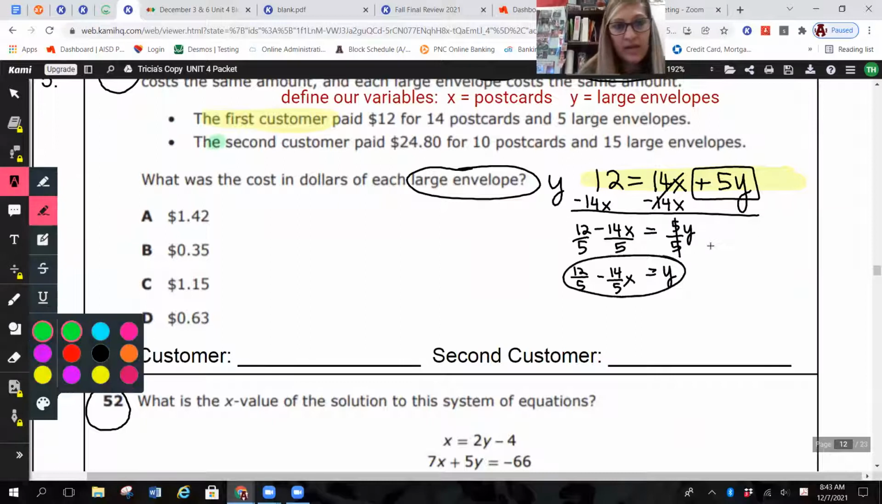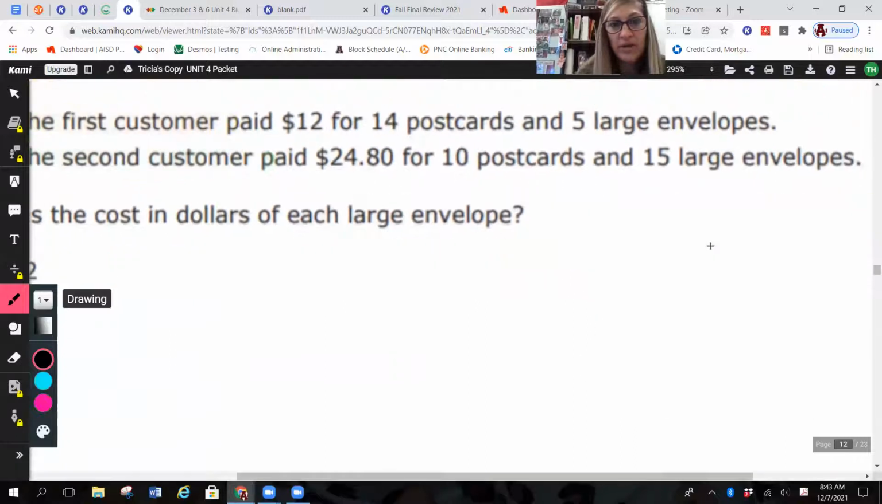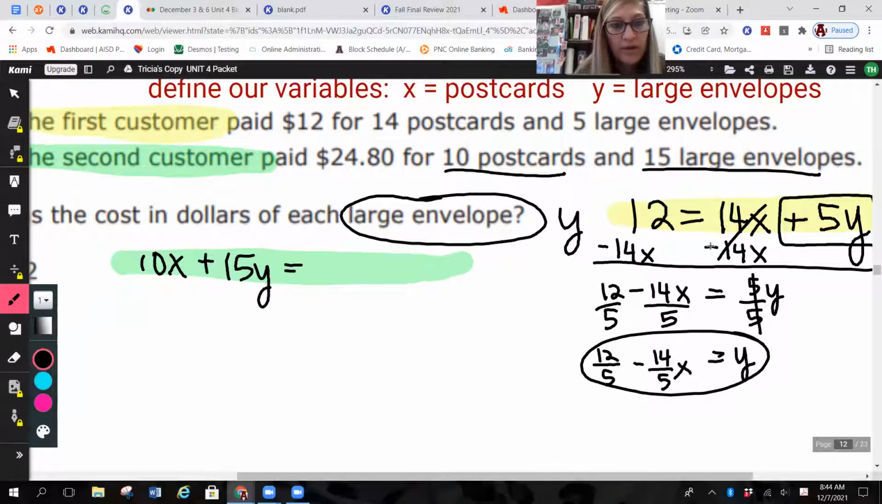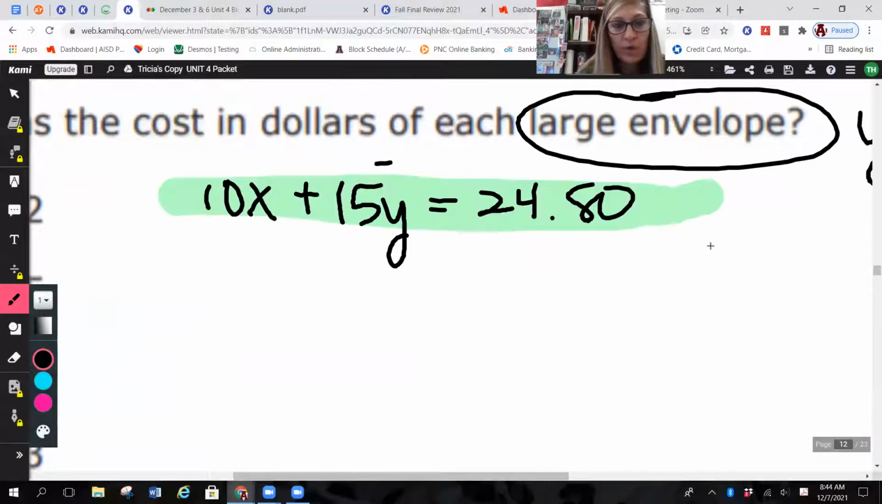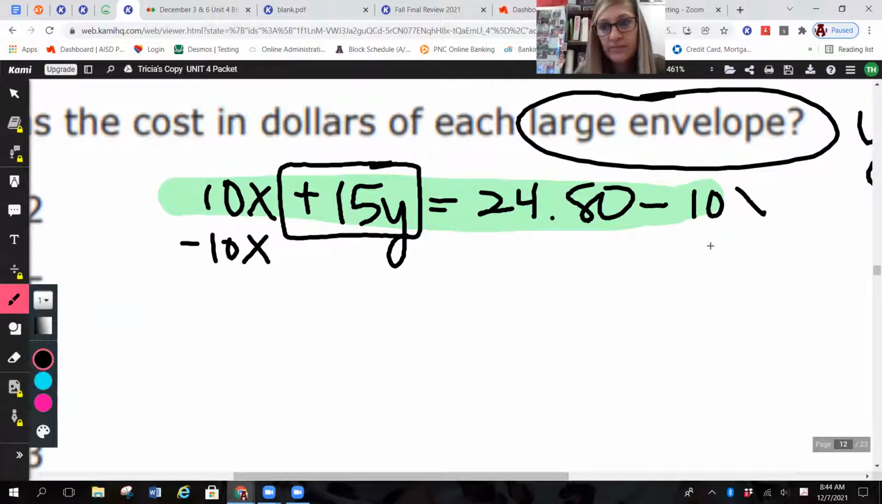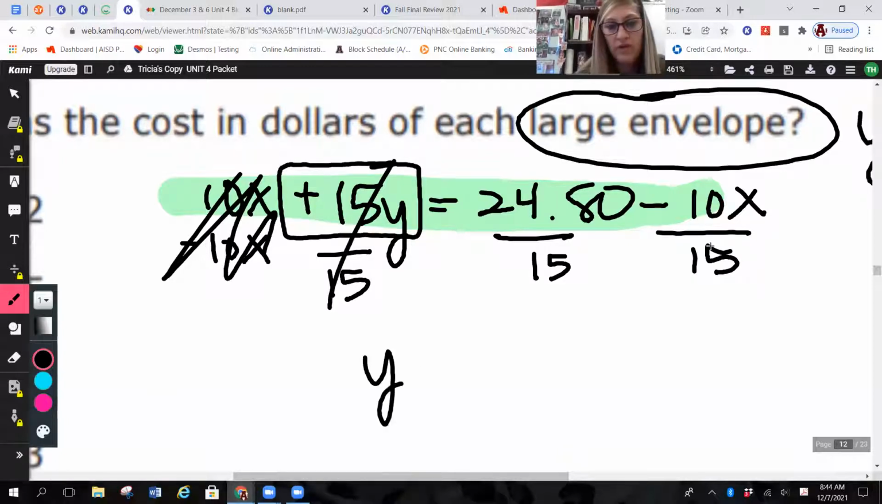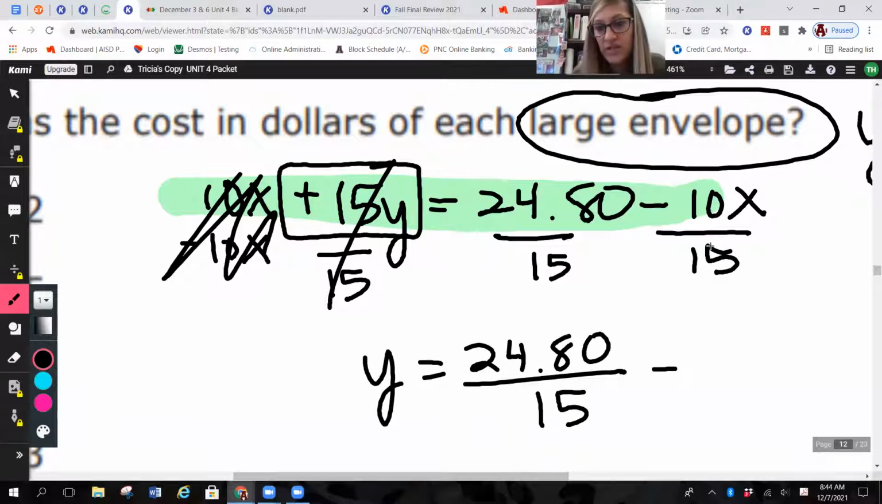Now let's get our second equation for the second customer right here. That one's going to be, I'll write this one the other way. 10 postcards, 10x, 15 large envelopes, 15y equals $24.80. Again, I feel very robotic. Box the y, do the opposite, move the x, divide by 15, divide by 15, divide by 15. Rewrite the equation. I know that $24.80, I'm just going to leave it as divided by 15.